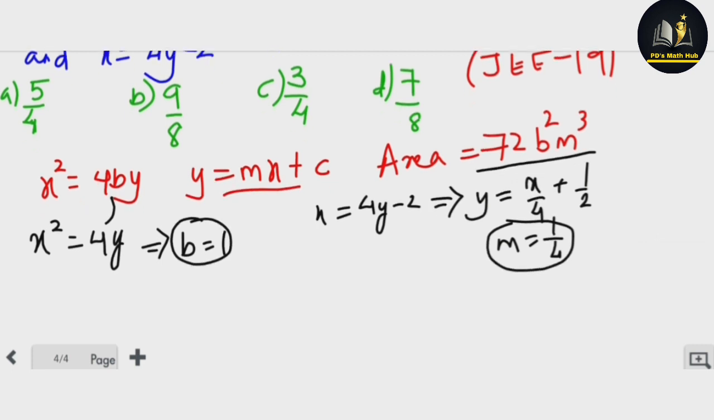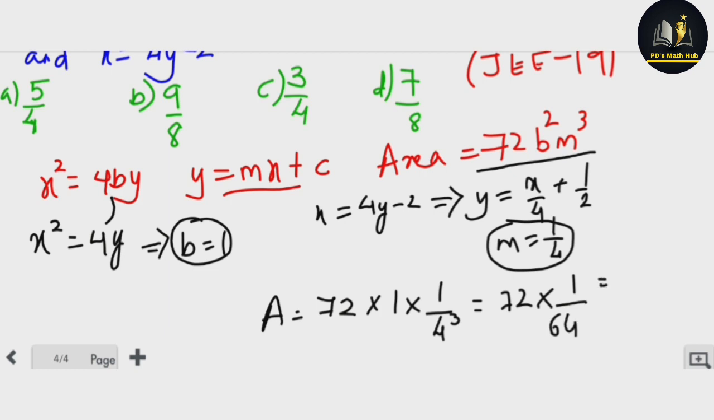That is, area is equal to 72 b square, 1 square is 1, into 1 by 4 cube. So this will be 72 into 1 divided by 4 into 4 into 4. 4 fours are 16, 16 fours are 64. This comes out to be 9 divided by 8, which is option B. Option B will be the right answer.